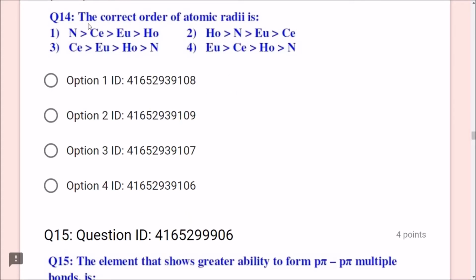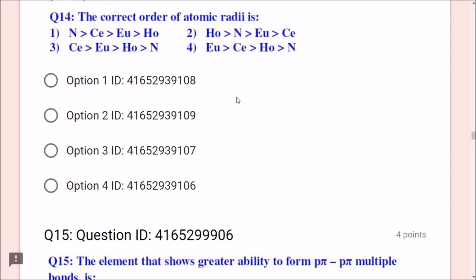Next, question number 14. The correct order of atomic radii is, friends, as we know in the periodic table, when you move from top to bottom in a group, atomic radius increases. When you move from left to right in a period, it decreases. But the options they have given, nitrogen, cerium, europium and holmium, are not from the same group or the same period. But we know that when you take nitrogen, cerium, europium and holmium, what is the correct order?